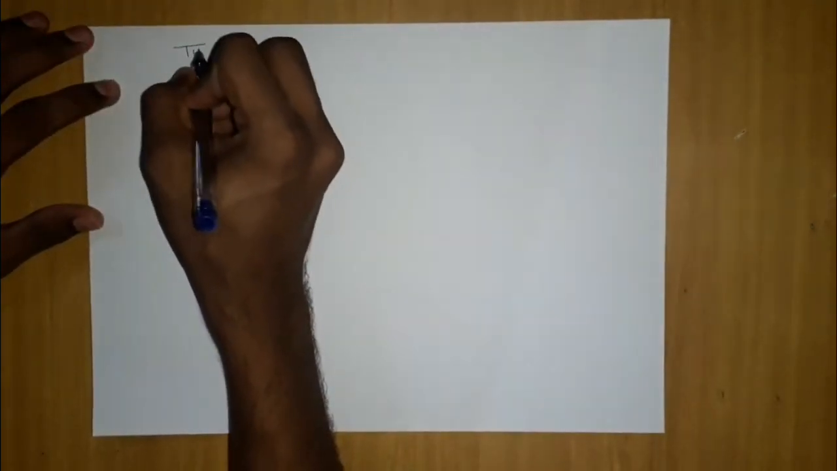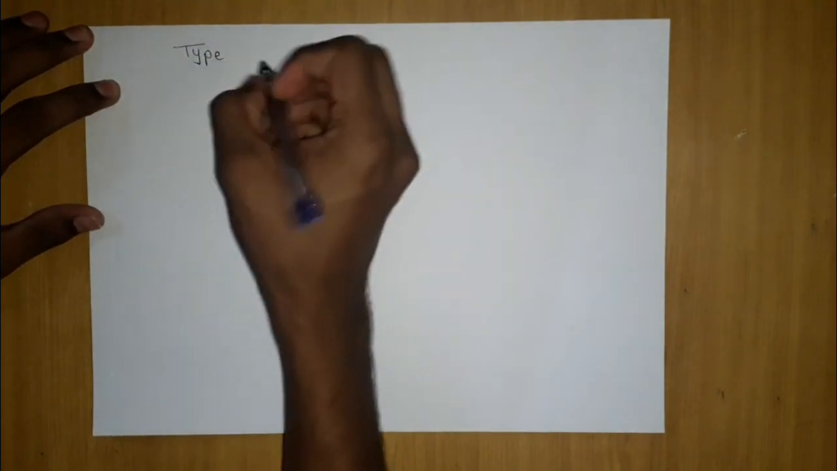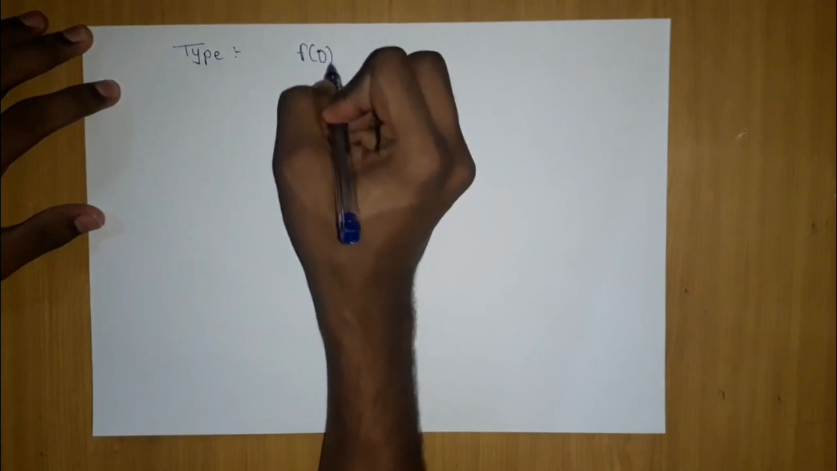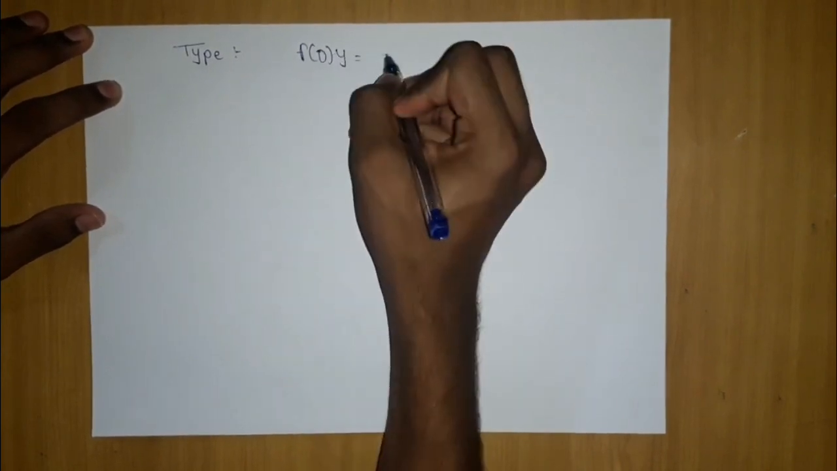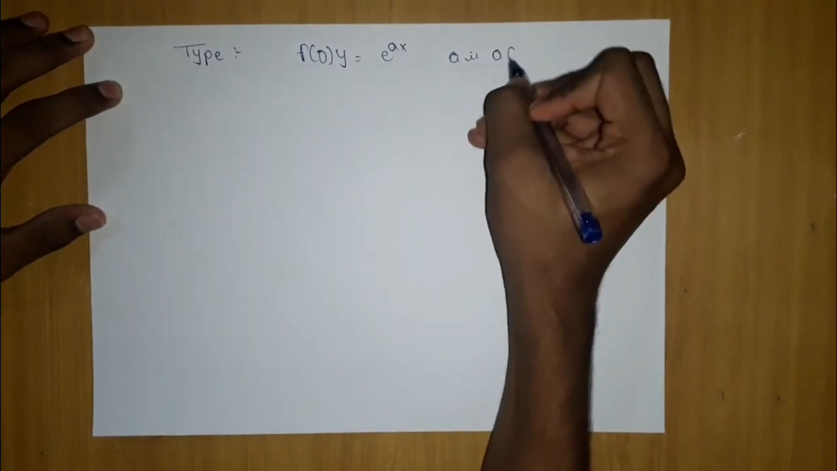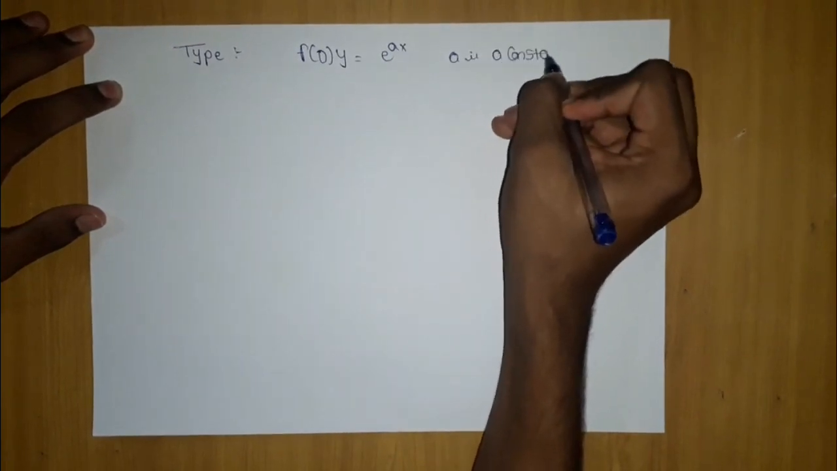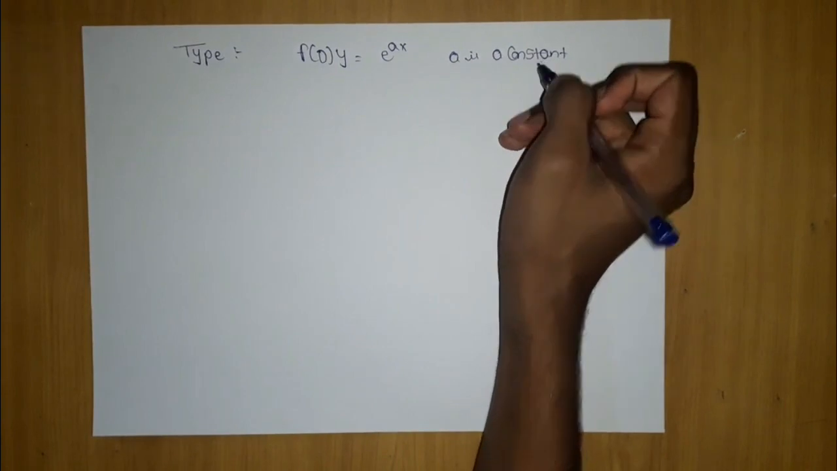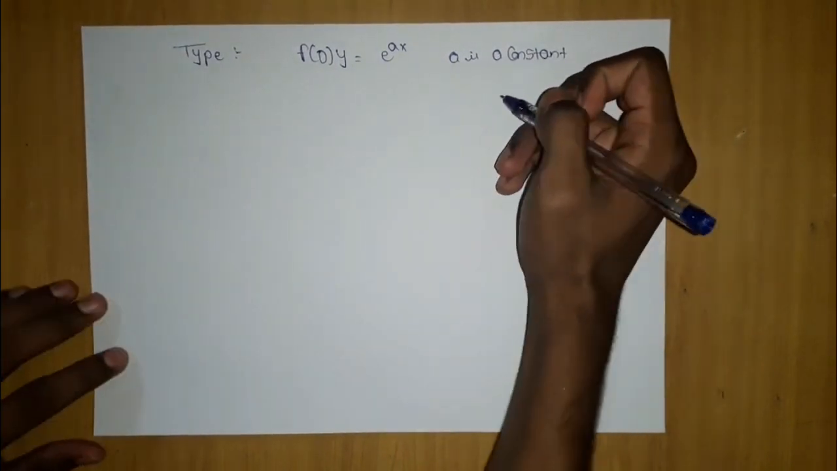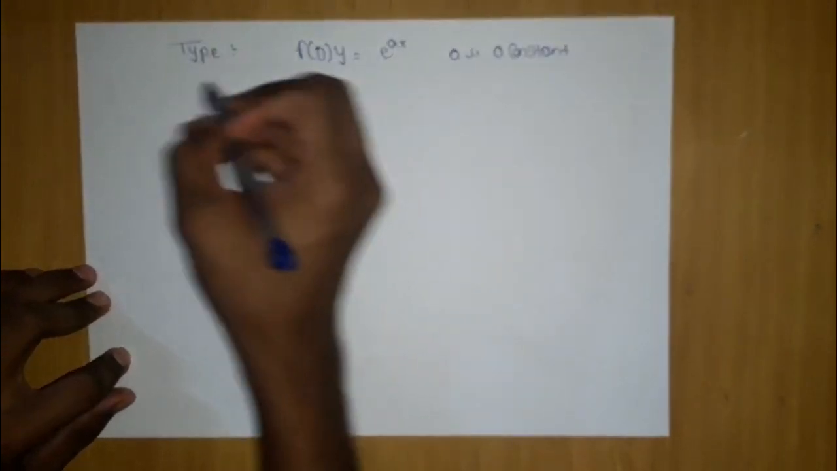So in this session we are going to see type 2. What is the type? Just remember the standard format, f of D into y equals e power ax, where a is a constant.